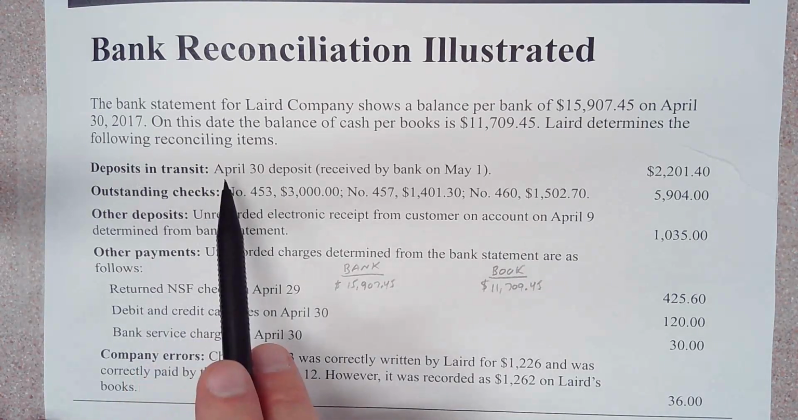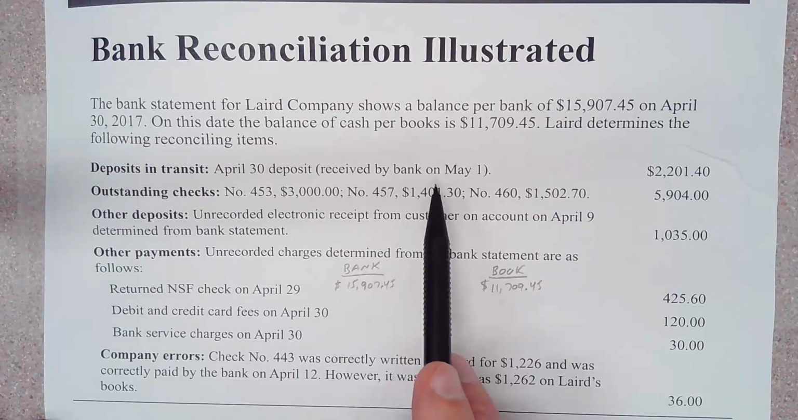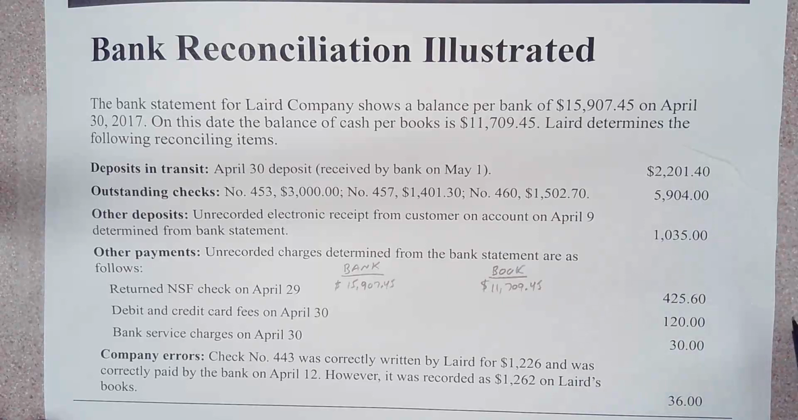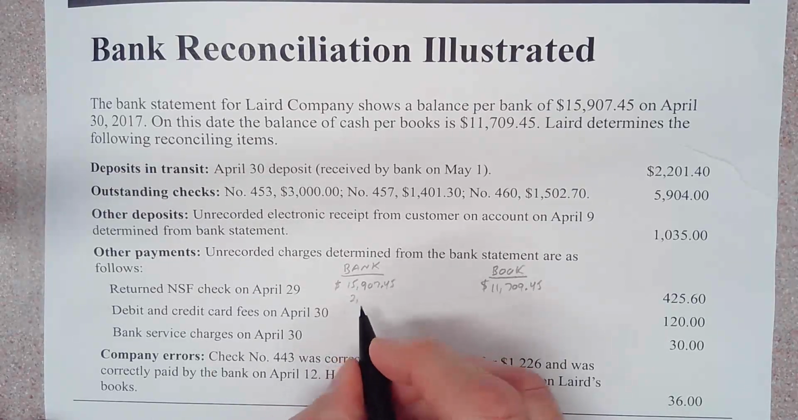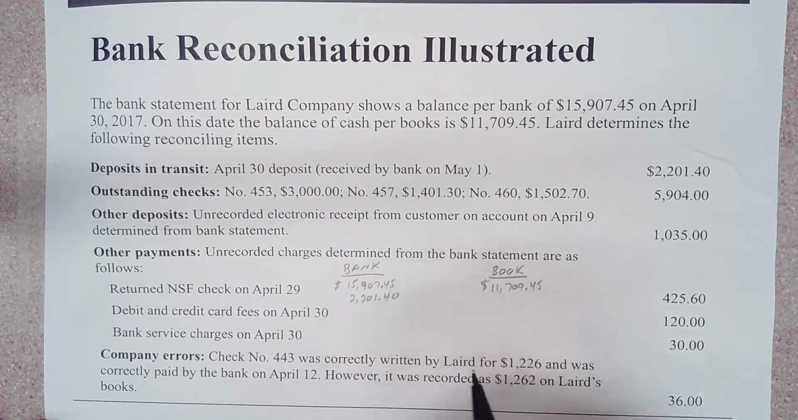Okay, now we've got some items here. It says deposits in transit, April 30th deposit received by the bank or processed by the bank on May the 1st, $2,201.40. So we know that this is going to be a reconciling item, but which side does it go on? So we have to ask ourselves the question, which party, either the bank or the business, the book, did not know about this? Well, hopefully the book knows that they made a deposit. So this is actually going to be an adjusting item on the bank side for the full amount. And it's going to be a positive adjustment because they are deposits.